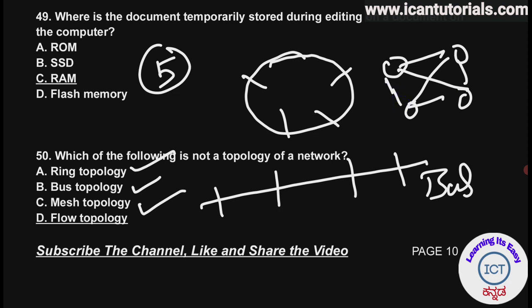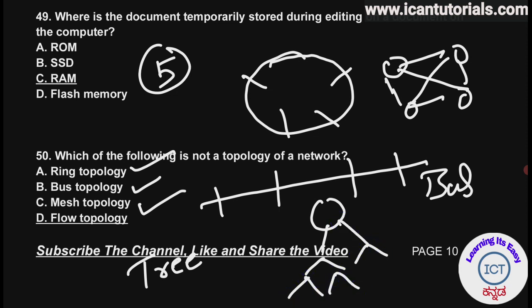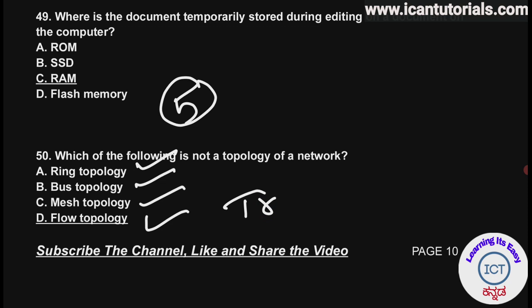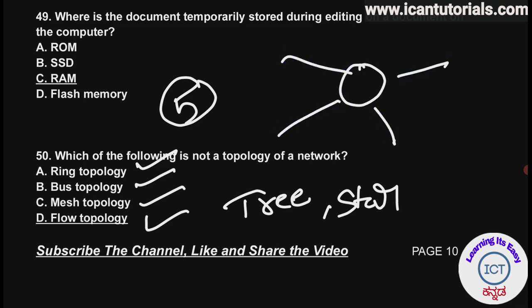There is another topology called the tree topology. Devices are connected in a tree format like this. This is called the tree topology. And the answer for the 50th question is flow topology. Flow topology does not exist. We have 5 different types of topology: ring, bus, mesh, tree, and there is another one called the star topology. There is a central device, and all the devices are connected to it in a star format. This is called the star topology.